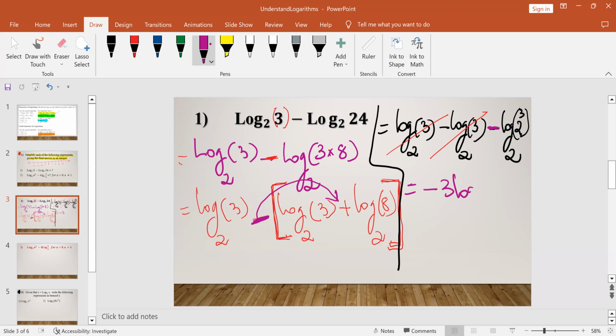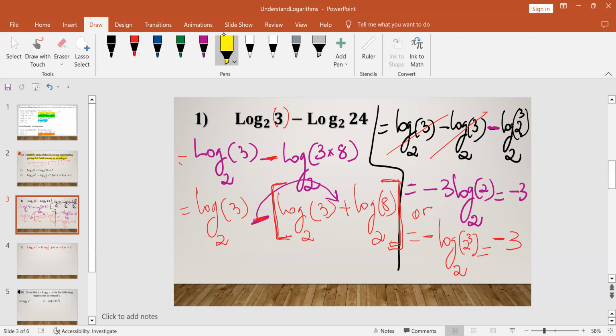3 log of 2 with base 2, which is negative 3. Or if you understand, we can do it directly: if you have negative log of 2 to the third power with base 2, this is directly negative 3. So this power here comes out front.